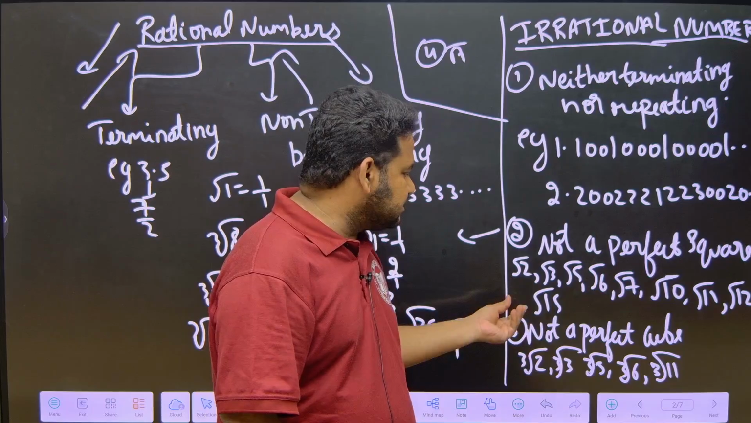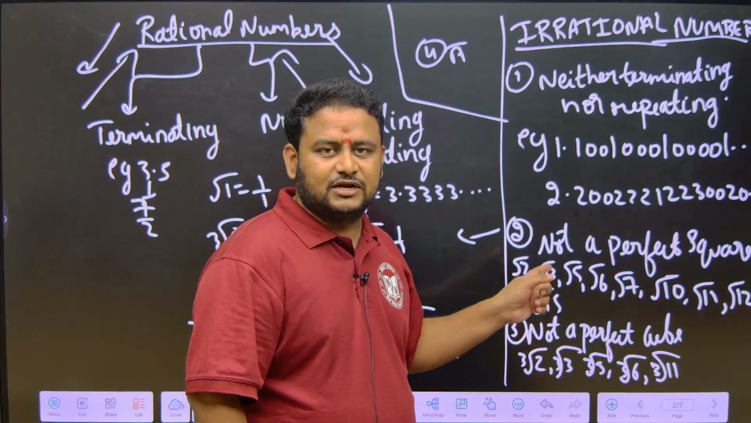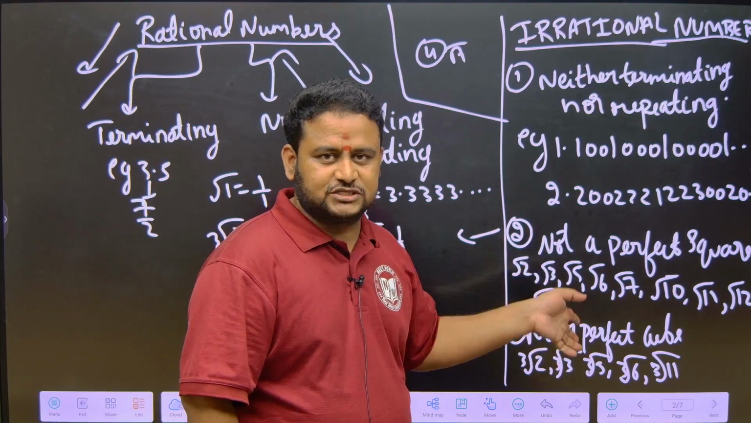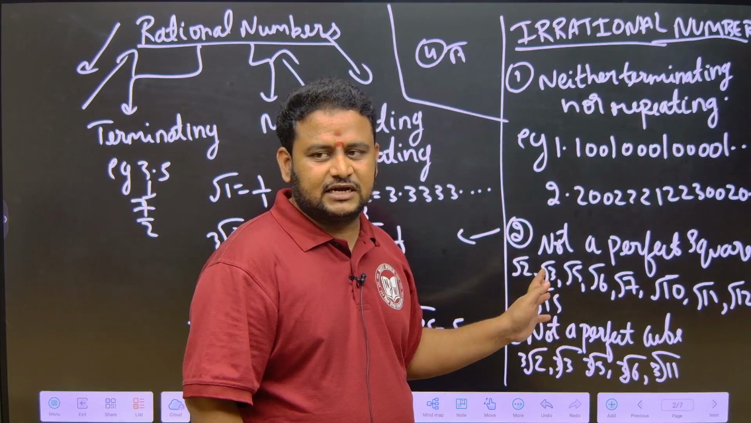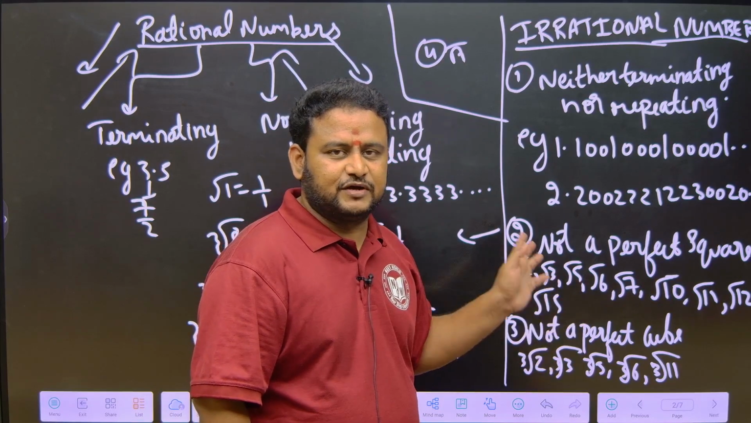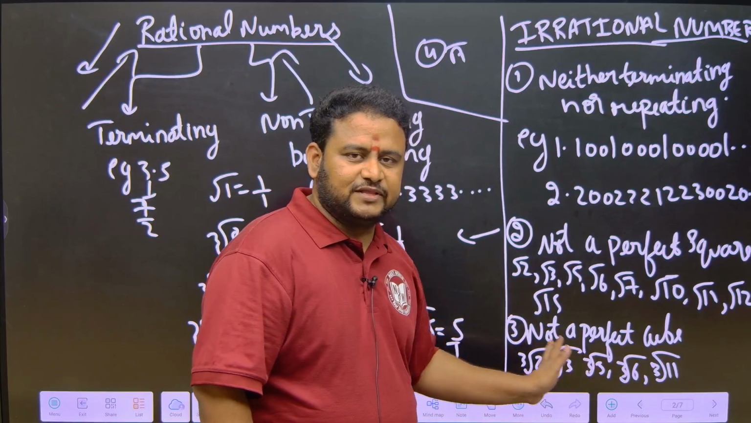So, likewise, it should not be a perfect cube. That's why I didn't write cube root of 8, cube root of 27, cube root of 64, or cube root of 125, because they are perfect cubes. Apart from that, whatever numbers I wrote, they are not perfect cubes. They are all irrational numbers.